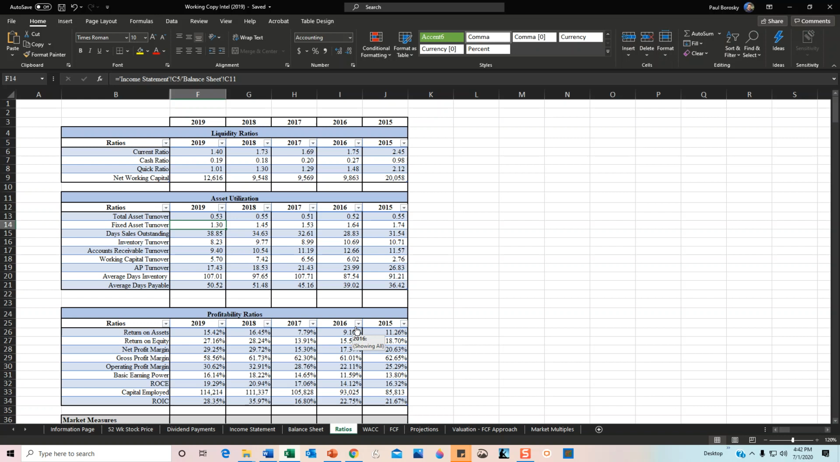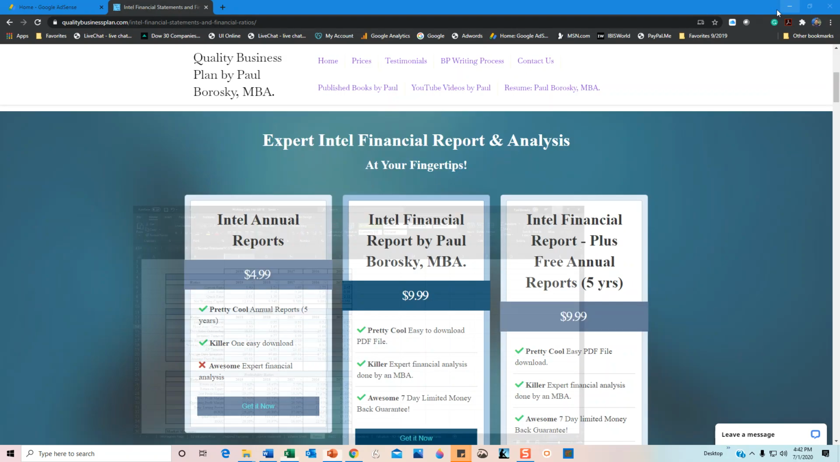All right. So hopefully this quick little examination of the company's financial ratios, their income statement, and their balance sheet is helpful.